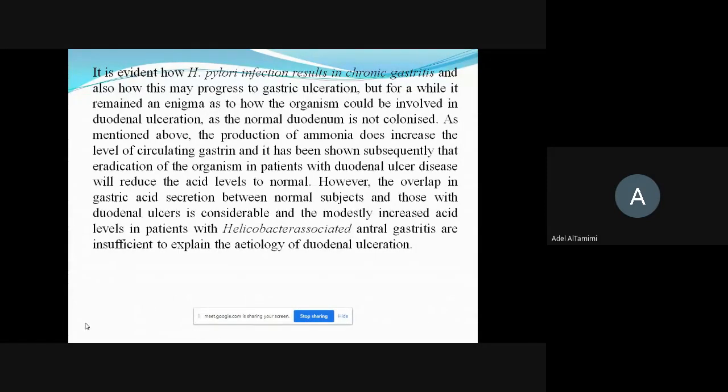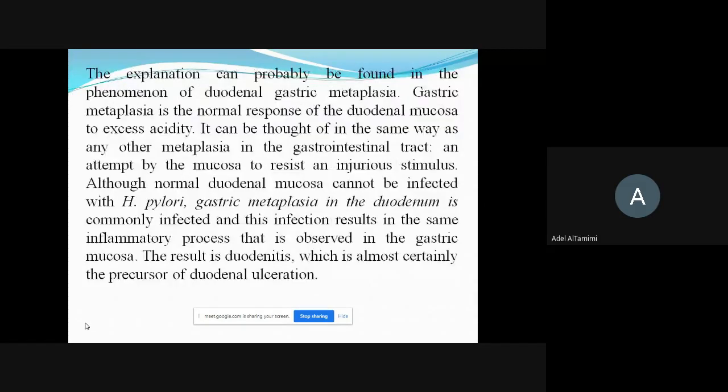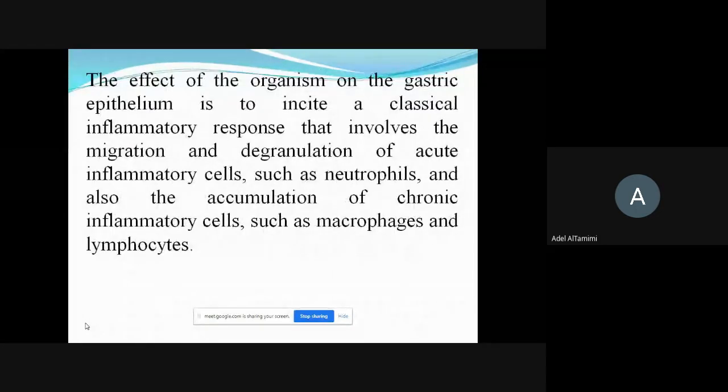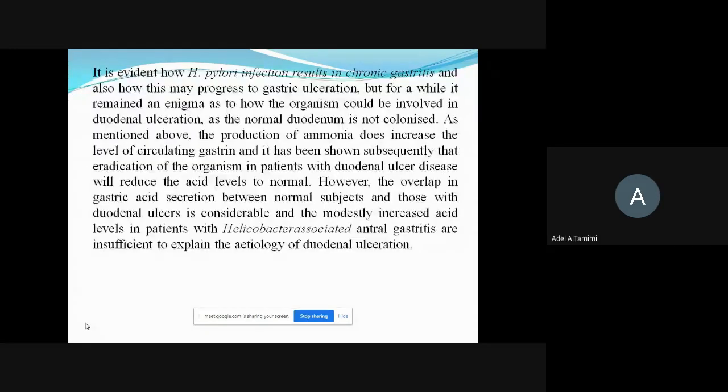So نتيجة انه it is evident now that H. pylori infection results in chronic gastritis by the inflammation اللي قلنا بهذا السلايد هسه قبل شوية، ulceration. هاي the effect of organism in the gastric epithelium that to incite classical inflammation. عرفنا انه شلون نسوي الكرونيك gastritis والgastric ulceration. زين. And also how this may progress to gastric ulceration.